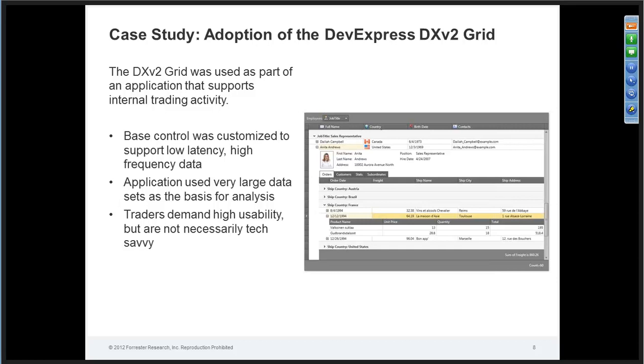And so this particular case study and the particular drivers and the overall total economic impact is influenced by the fact that they took this and did some fairly substantial modifications to it. So what really represents a hybrid case, and actually a fairly common case that we see when development teams use third-party controls. In this situation, the traders demanded high usability, so that was an important part of the decision-making factor, maybe something that wasn't a direct economic calculation. And again, that DX2 grid helped the team deliver on those usability demands.